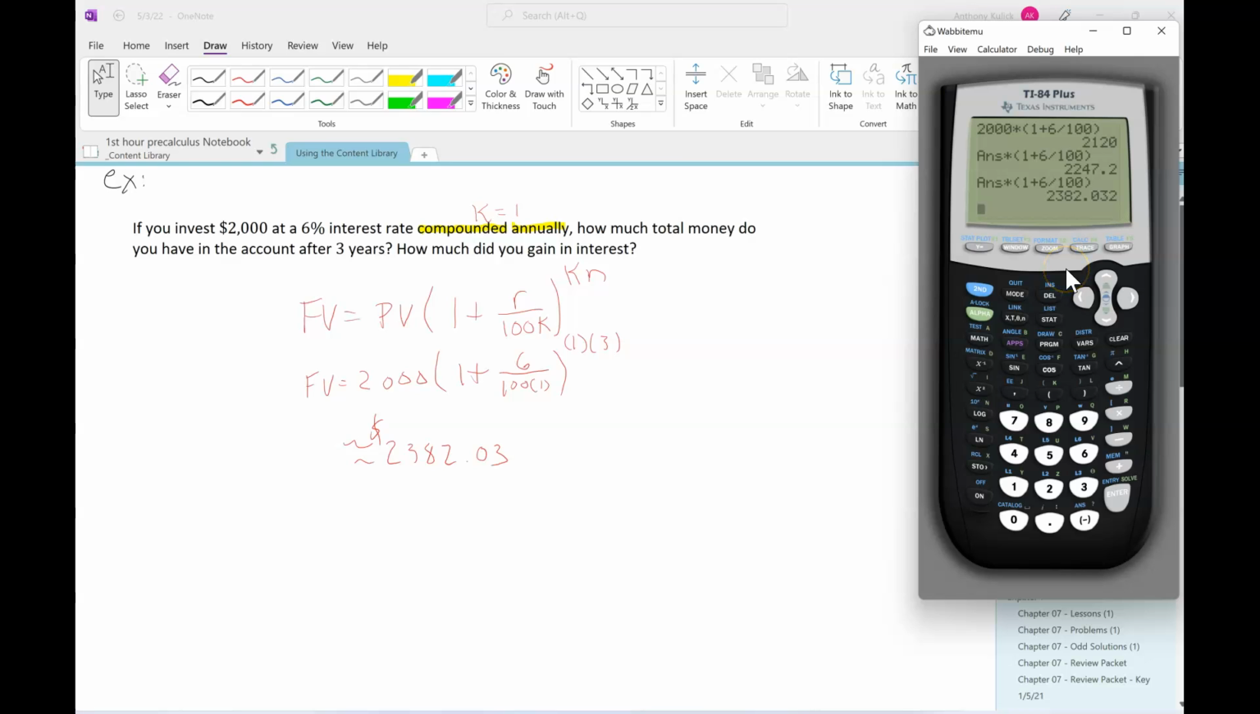Let's just illustrate what the difference would be, though, if we went over 30 years. Okay? So 2,000 times 1 plus 6 over 10 to the 30.